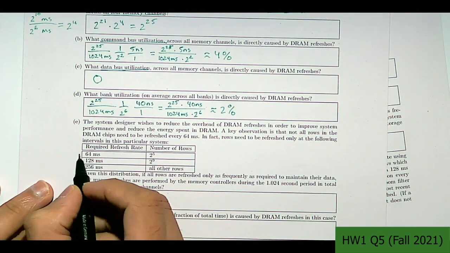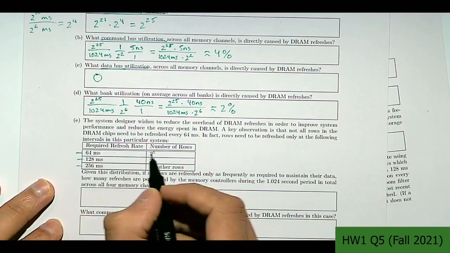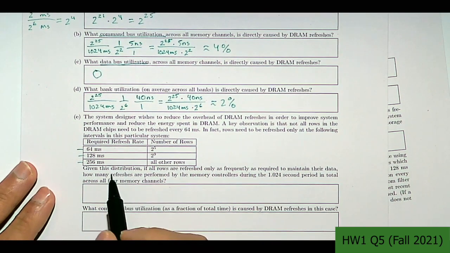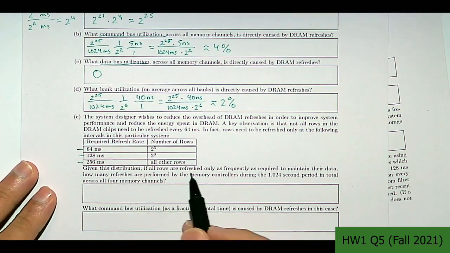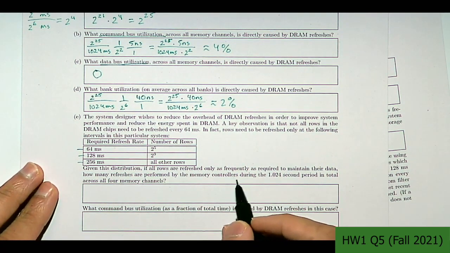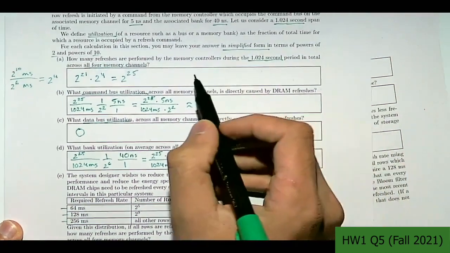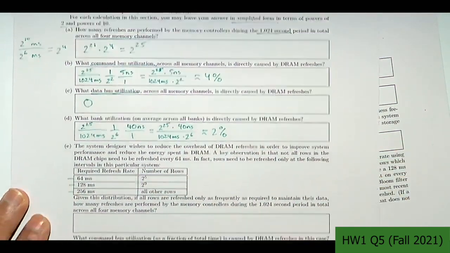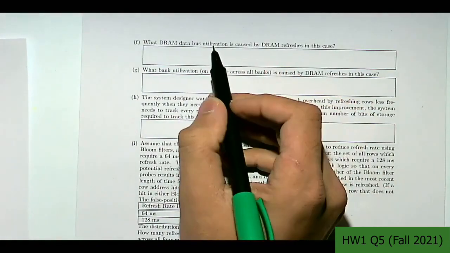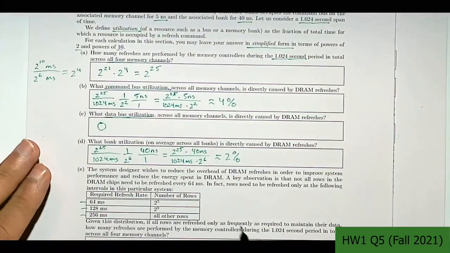There are 3 different refresh rates here: 64 milliseconds, 128, and 256. And we have a different number of rows that fall into each of these buckets: 2 to the 5, 2 to the 9, and all other rows. The question then asks, given this distribution, if we only refresh rows as necessary, how many refreshes are performed by all the memory controllers during the same time period across all 4 channels? It's basically the same thing this part asked for, except now we have different refresh rates. After that, we're asked about the command bus utilization, data bus utilization, and bank utilization. So it's the same sort of computations we're going to do, except here we have a different number of rows.